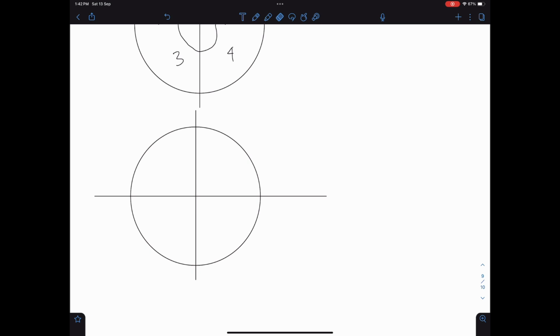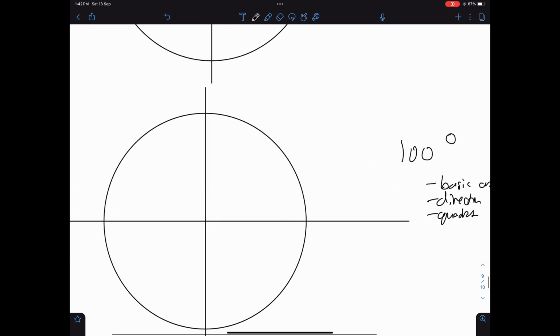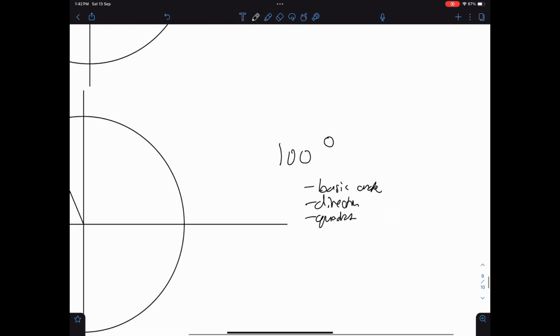Say we take 100 degrees, and then we need to figure out the basic angle, direction, and quadrant. So obviously this is honestly just a rough sketch. Now we already know the direction because the sign in front of the angle is positive. So that will be anti-clockwise.